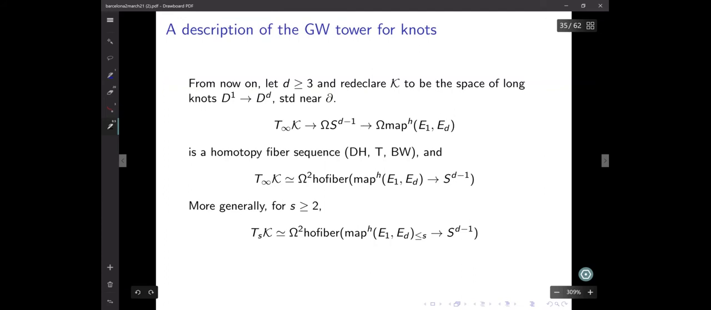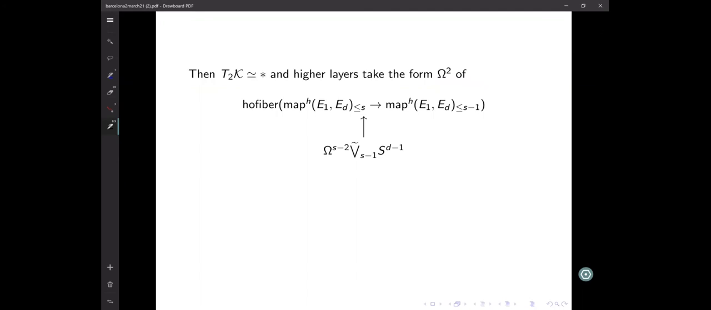Okay, and more generally, if you take any S, you can describe the kth space in the tower as the homotopy fiber of this map, which means that you restrict or you truncate at arity S. So you look at all your operads and you truncate all the operations above S. Right. So then you will see the second space in the tower will be contractible, because you were taking the homotopy fiber of a restriction to arity 2.